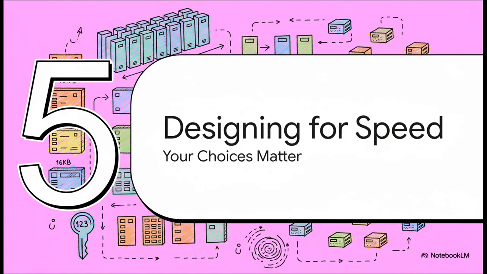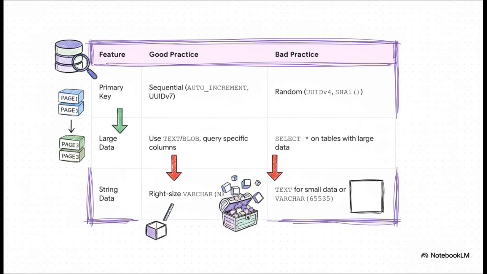So, what's the big takeaway from all of this? It's that your schema design choices, they're not just abstract concepts. They have direct physical consequences on how these 16 kilobyte pages get filled, managed, and perform. The action plan here is pretty crystal clear. For primary keys, stick with something sequential. Auto_increment is great. If you need UUIDs, use a modern time-ordered version like UUID v7. Just stay away from random keys.